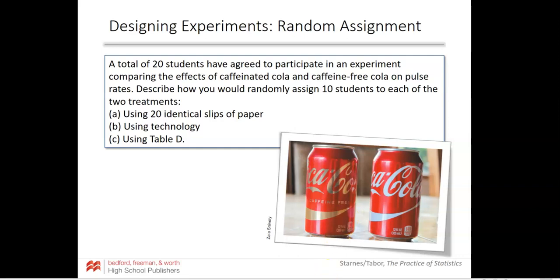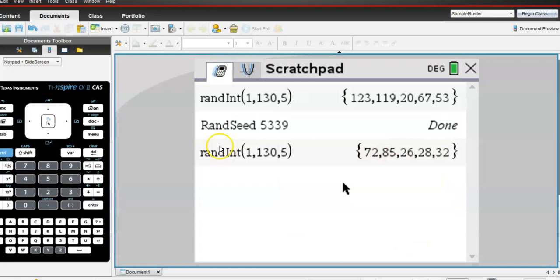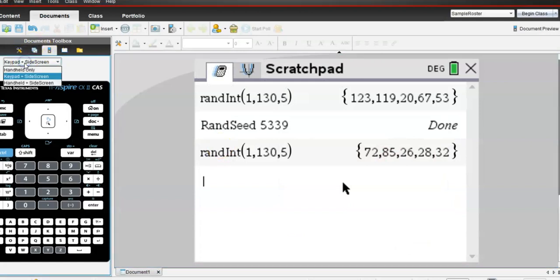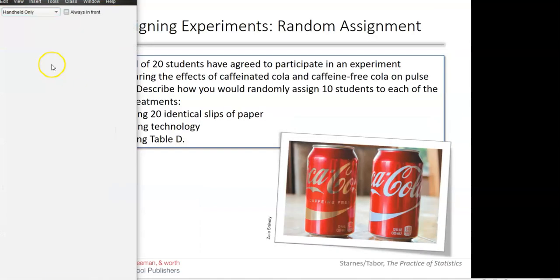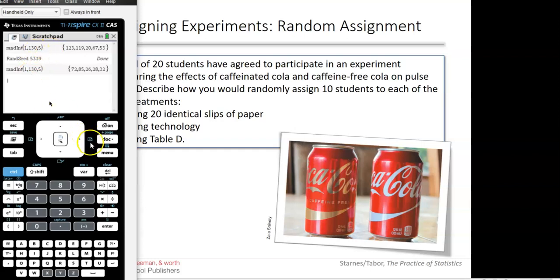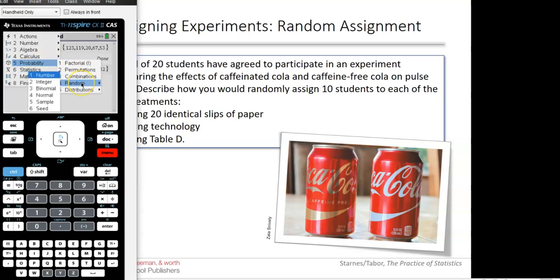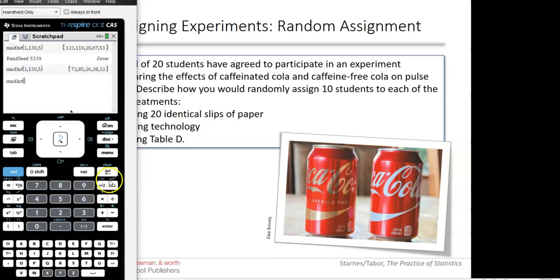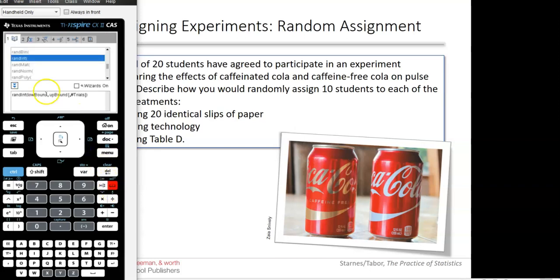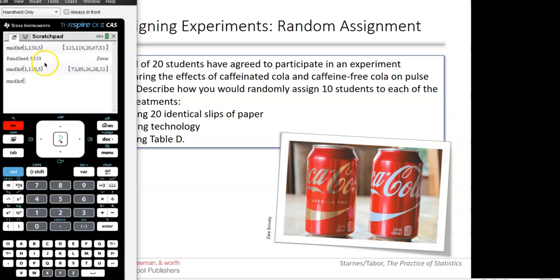Using technology, you can do this. There's a command you can use. So let me just show you this. If you go to menu, probability, I believe, and then it's random. There's a bunch of commands. The one we use a lot is random integer. If you don't know that command, hit the catalog key down here and look up the random integer in the catalog. Randint says this: lower bound, comma, upper bound, comma, number of trials.